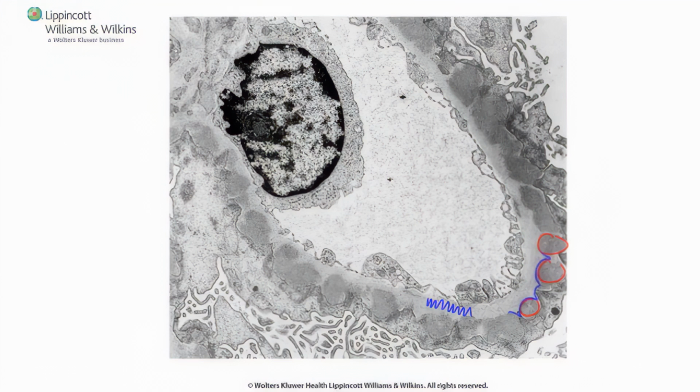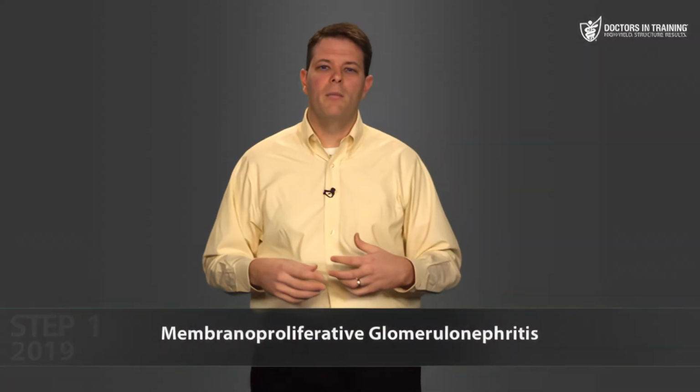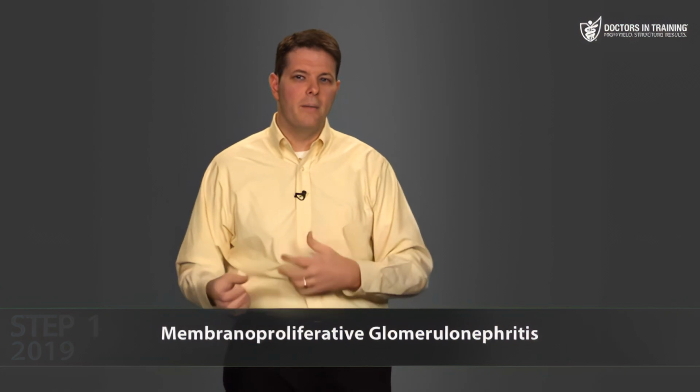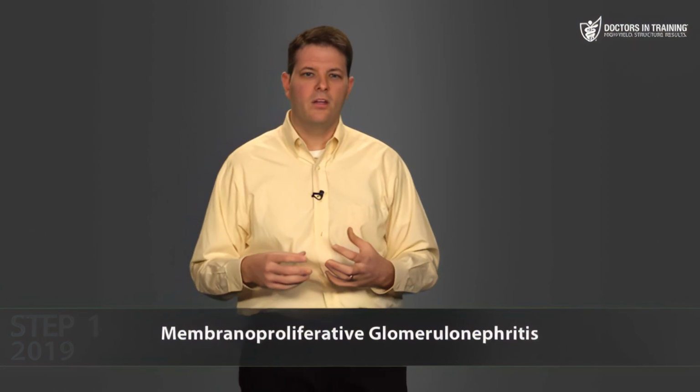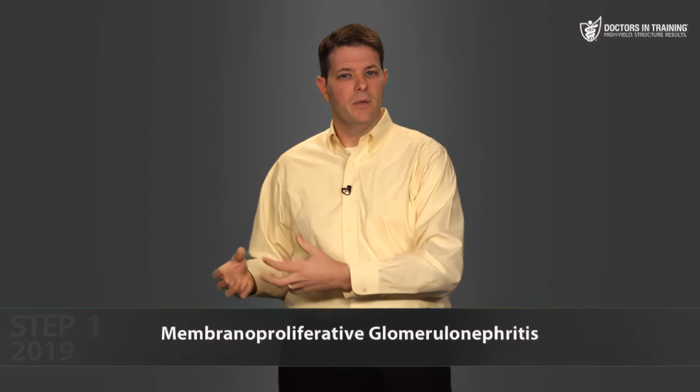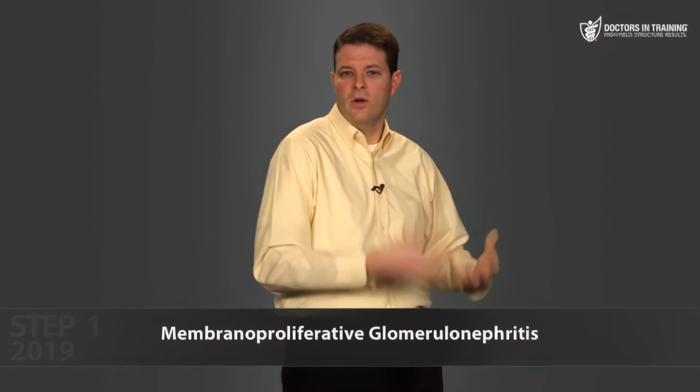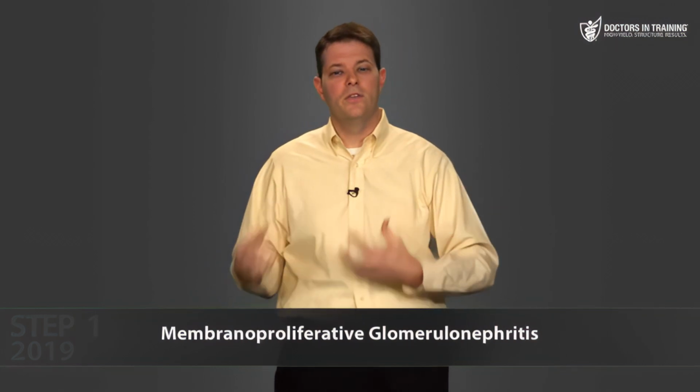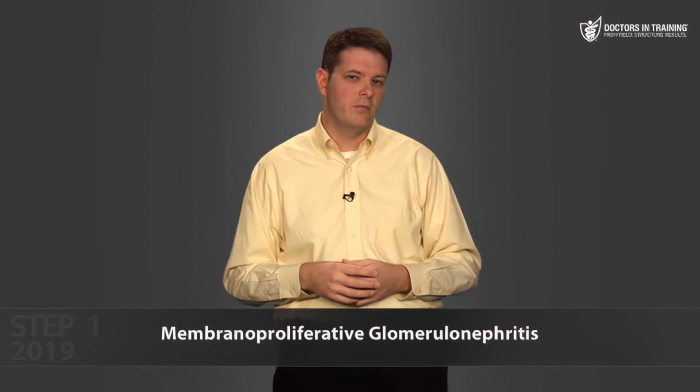So remember, this is membranous nephropathy, so all these changes are clustered around the basement membrane. Next, I want to talk about membranoproliferative glomerulonephritis, or MPGN. Now this can cause both a nephritic picture with hematuria, but it can also cause nephrosis and heavy proteinuria, just like we saw with diffuse proliferative GN from lupus.